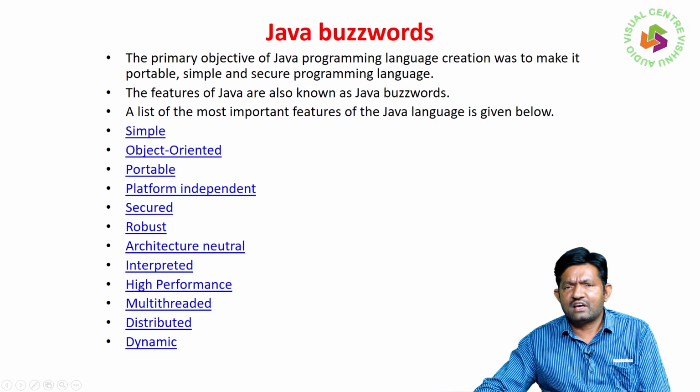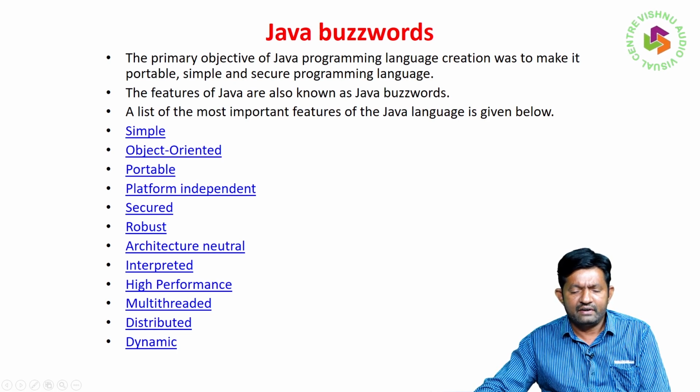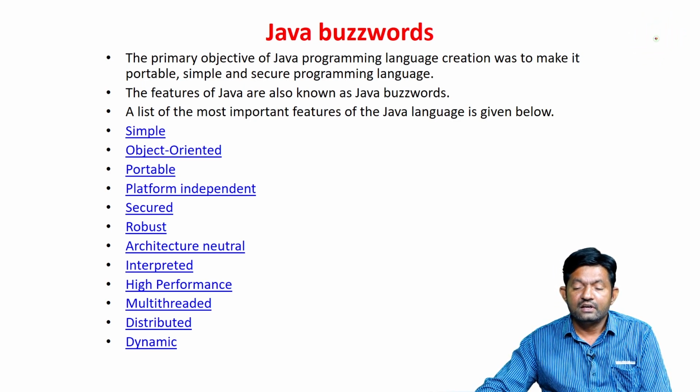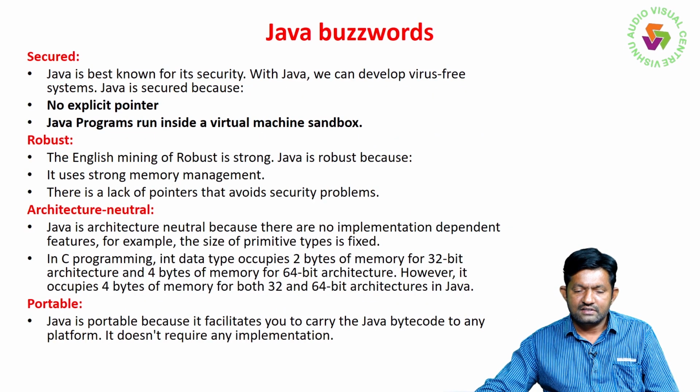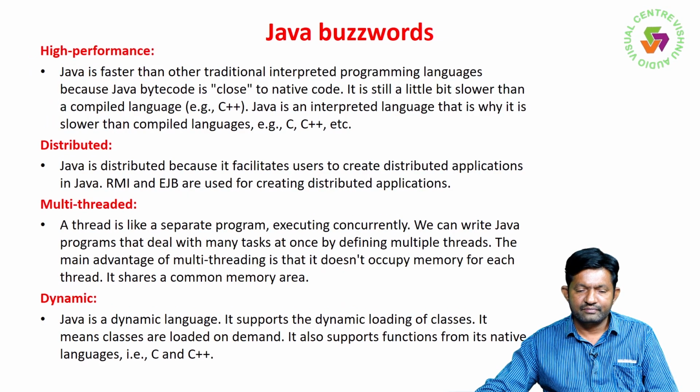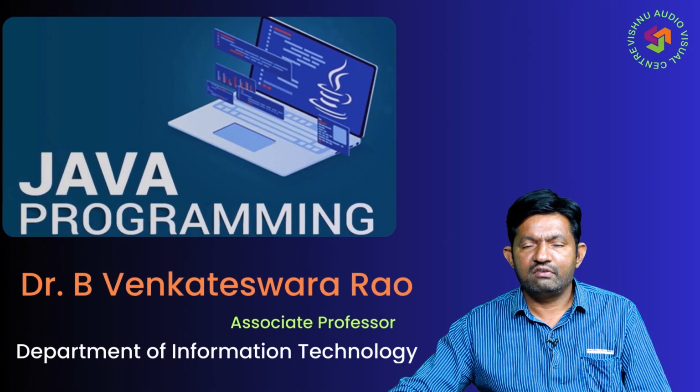Java is simple, object oriented, portable, platform independent, secure, robust, architecture neutral, interpreted, high performance, multi-threaded, distributed, and a dynamic programming language. So these are the buzzwords or features. That's why you are using Java as the world's number one programming language. That's all about the introduction to Java.